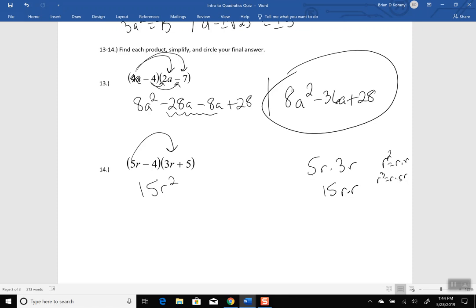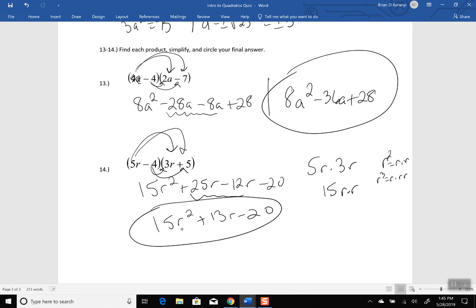So whenever you're multiplying variables together, you add those exponents up as a shorthand. So r times r is r squared. 5r times 5 is 25r. Negative 4 times 3r is negative 12r. And negative 4 times positive 5 is negative 20. These two combine to give you positive 13r.